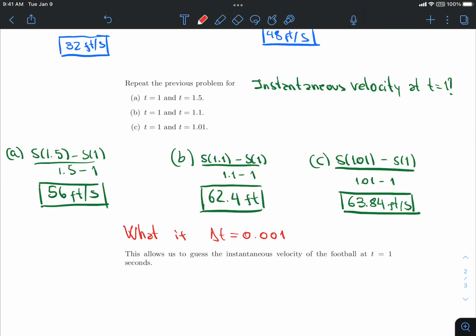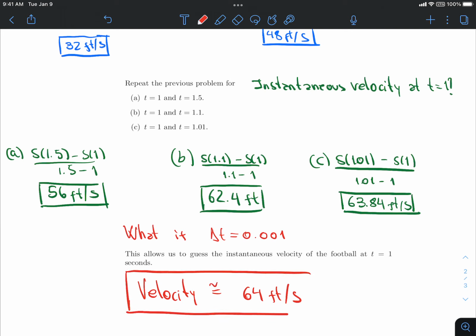So this would allow us to guess the instantaneous velocity of the football at t equals 1 as 64 feet per second. Meaning, at that exact moment, at t equals 1, the ball is moving at 64 feet per second. We're not considering a time interval now. I'll put an approximation here just because we haven't formalized how we calculate the exact value yet. But the idea is there, and I hope this was clear.